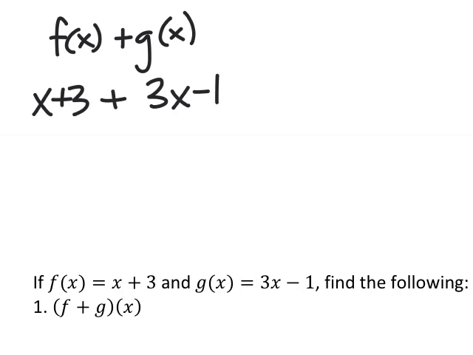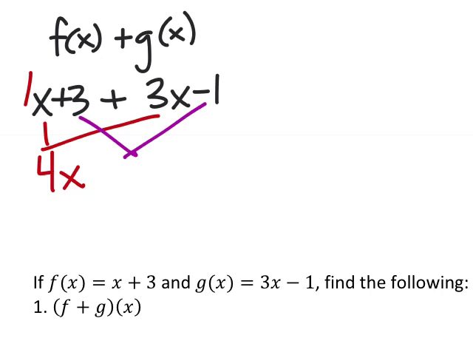Then all we need to do is simplify this, alright? So combining like terms, let's combine the x's here, that's a 1x plus that 3x would be 4x. Then we have a 3 minus 1, which would be a positive 2. That's it right there, that's our answer.